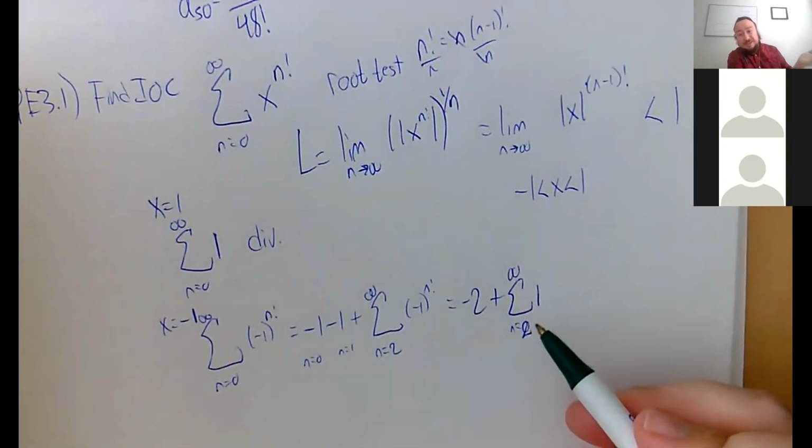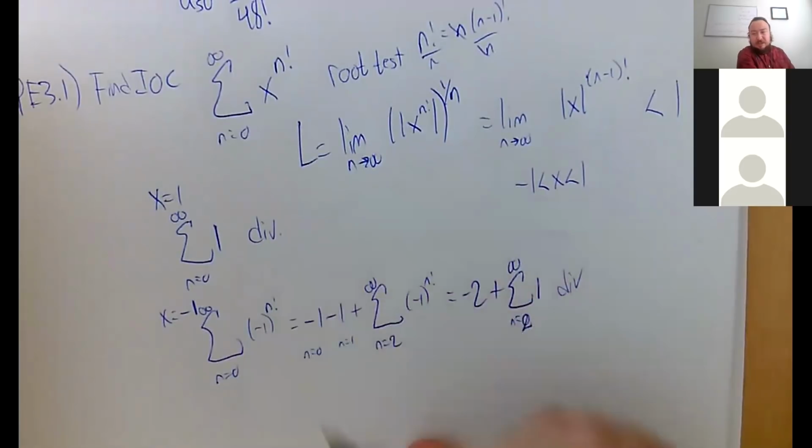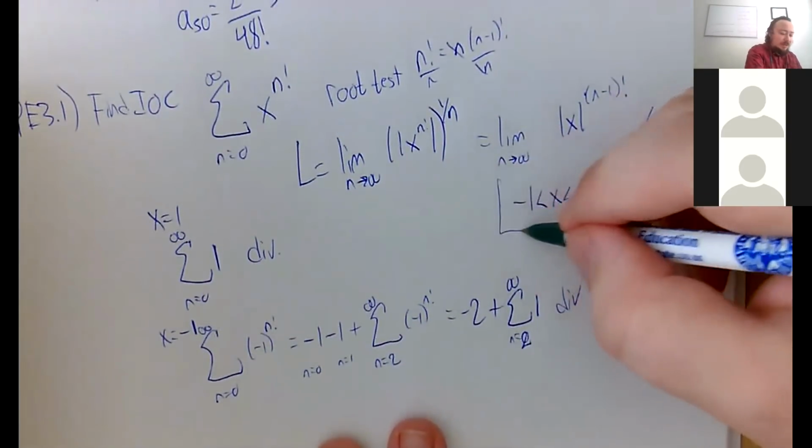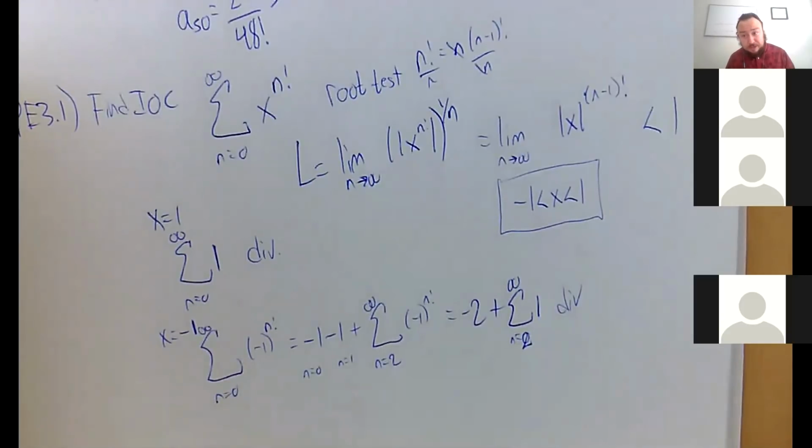And once again, this is going to go off to infinity. This one was a little bit trickier to see, but this one ends up diverging as well. So we end up getting that our interval of convergence is -1 to 1, not including either of the endpoints.